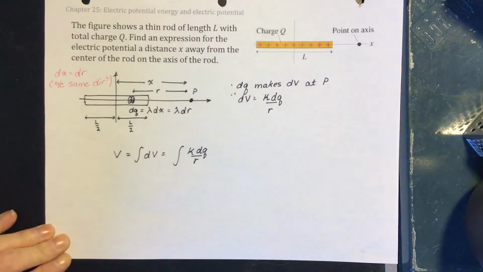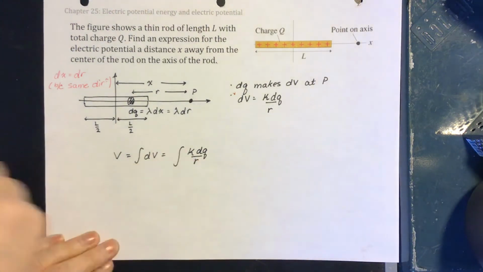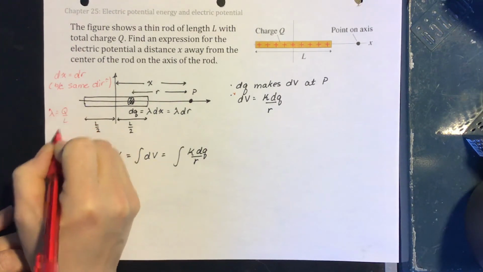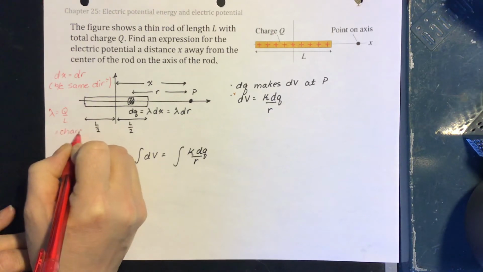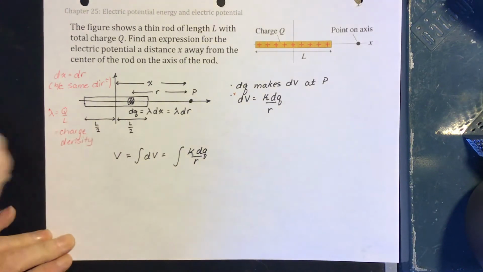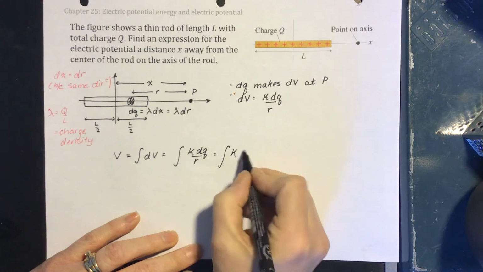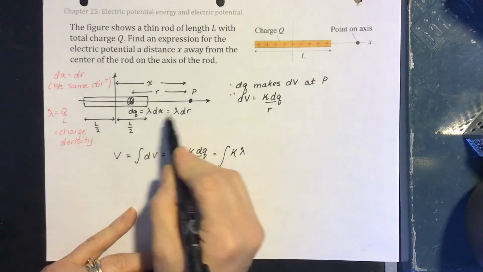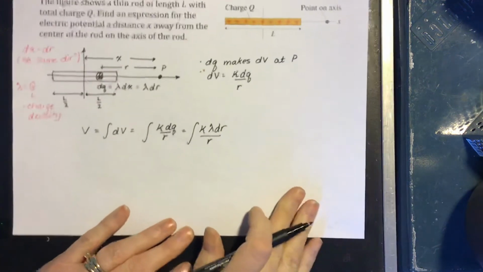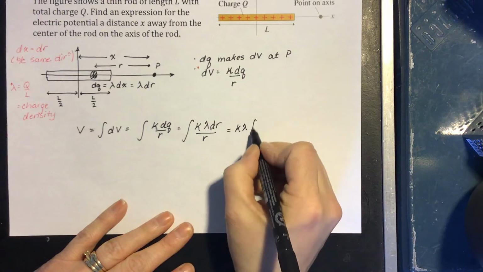So let's fill in what our dq is. Oh, and now that we've written down lambda, we should also define lambda. Lambda is Q over L, and that's our charge density. Every time we write down a symbol, we should define what it is. So we've got k times lambda times dx, but dx is the same thing as dr, divided by r. Now this is an easy integral to deal with. We'll take our k and our lambda out front because they're constants. We've got dr over r.